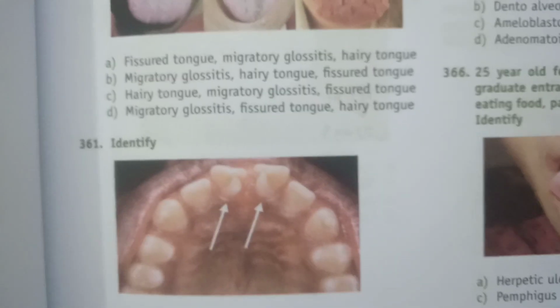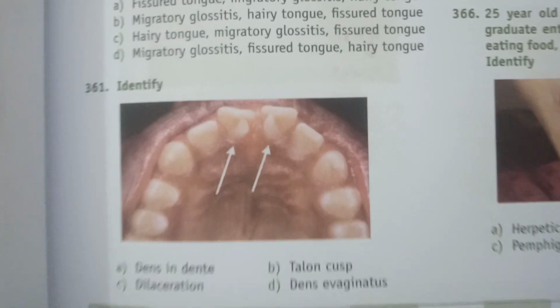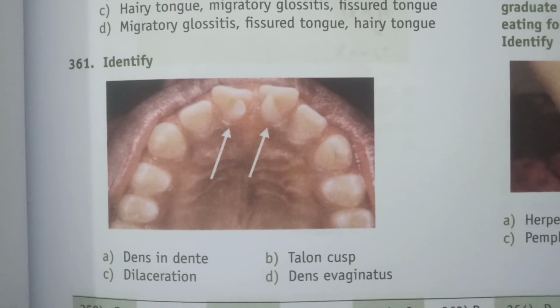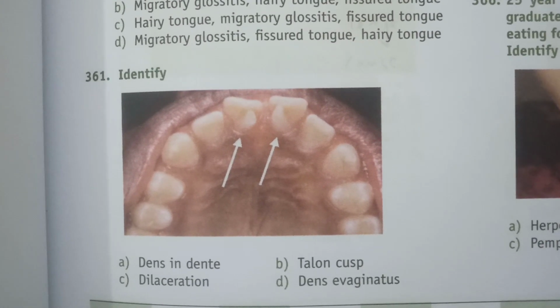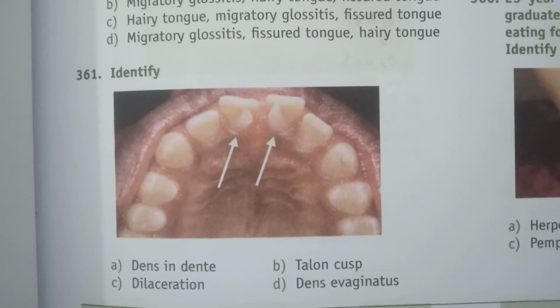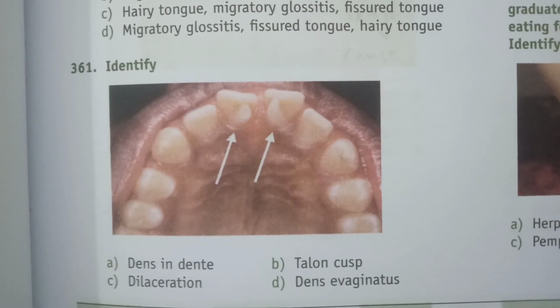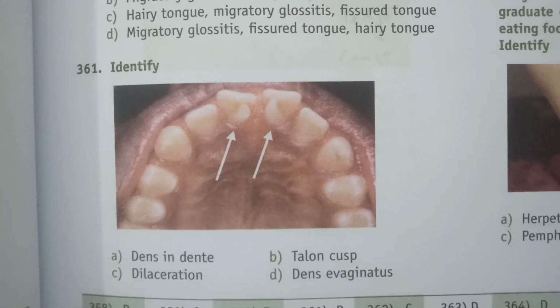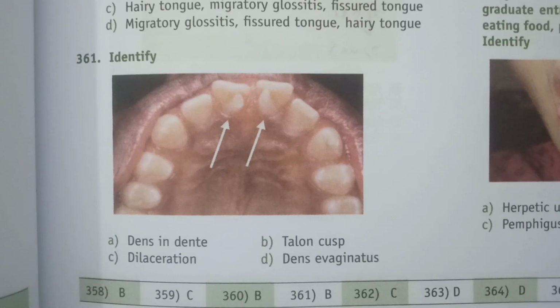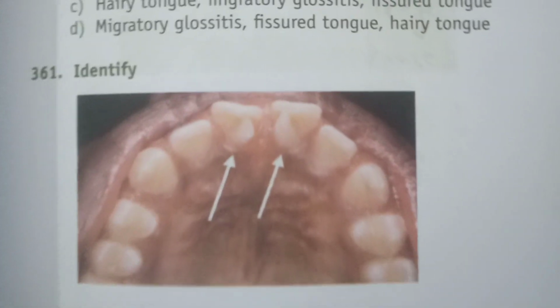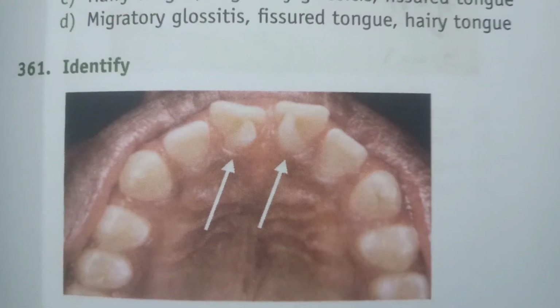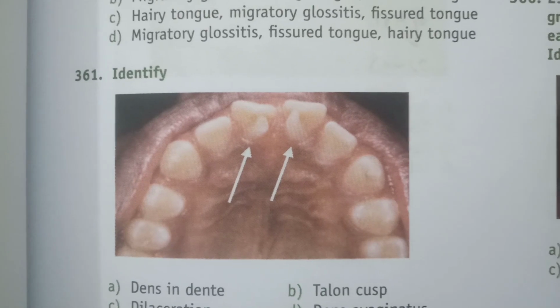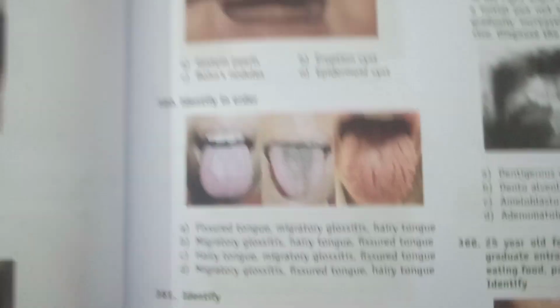Now next question. You can see what these abnormalities or structures are. These are nothing but talon cusp. Question 361, yes, talon cusp. So you can see this is the talon cusp. Now the next question.